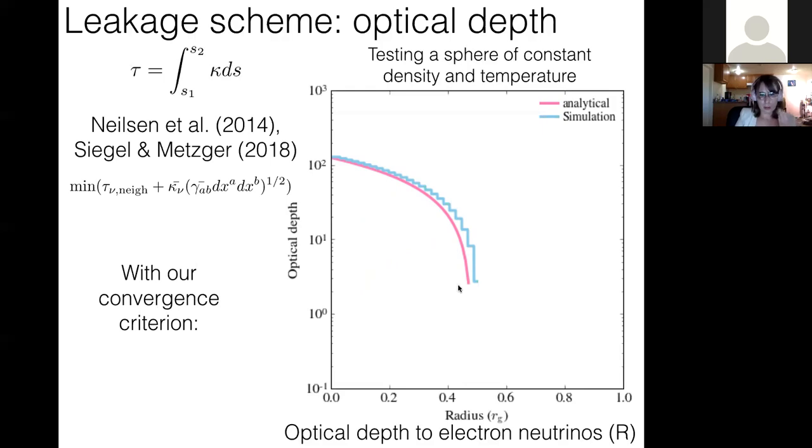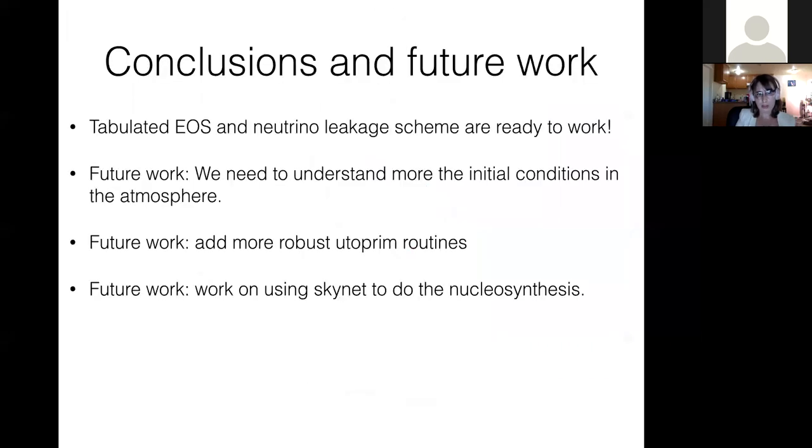So we actually did really nice work on the optical depth. With that, we have already tested the leakage scheme, and we have already tested the optical depth. Our conclusion is that we're ready to work with the tabulated equation of state and the leakage scheme. But the future work would be to understand more the initial conditions, particularly in the atmosphere. We're still working on that a little bit.